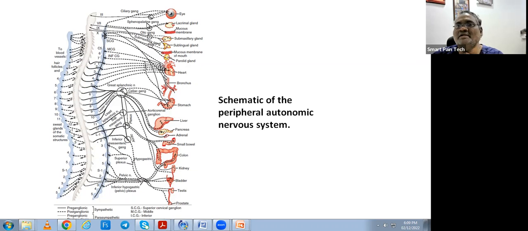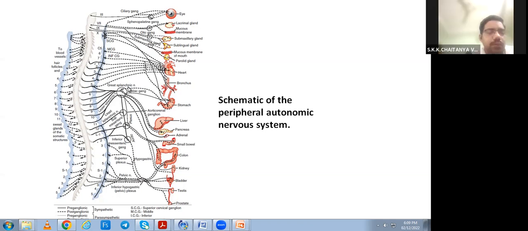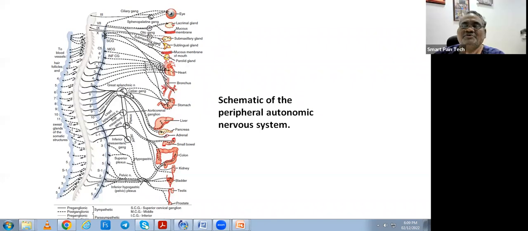Sphenopalatine is one of the parasympathetic ganglions, but the rest of the ganglions, like the celiac plexus, you can see my cursor moving on that. That's the celiac ganglion, which we usually block for certain indications. We will go into that.